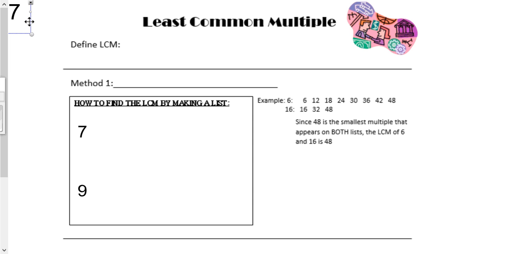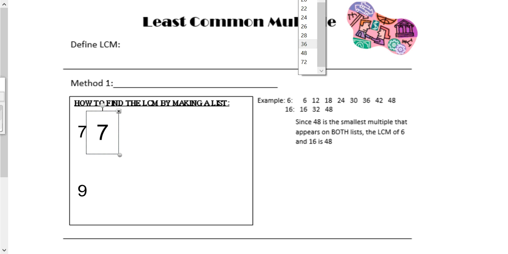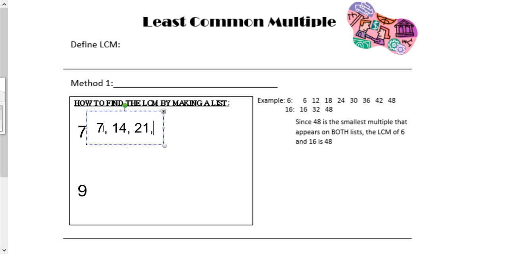So let me bring this down here where it fits better. So you have 7 times 1, and it's awfully large. Sorry about that. Okay. And then 7 times 2, 7 times 3, 7 times 4, 7 times 5, and you get the point. Basically, you're just making a list of their multiplication tables for the number. Okay? So that's 7, 8, 9, 10.